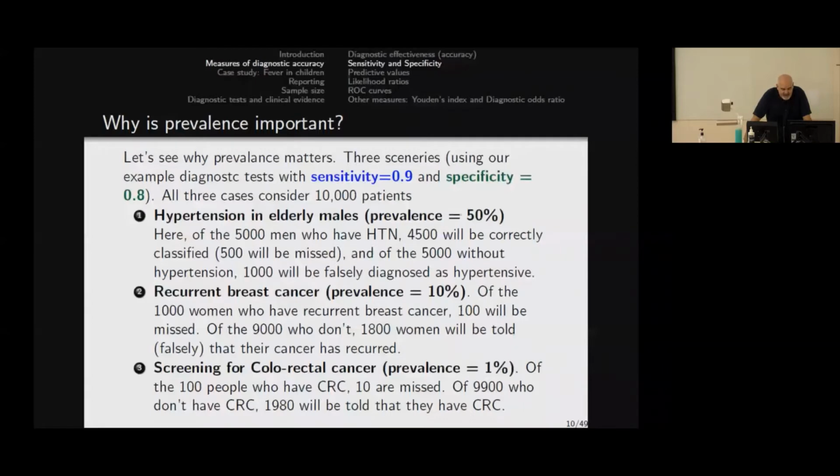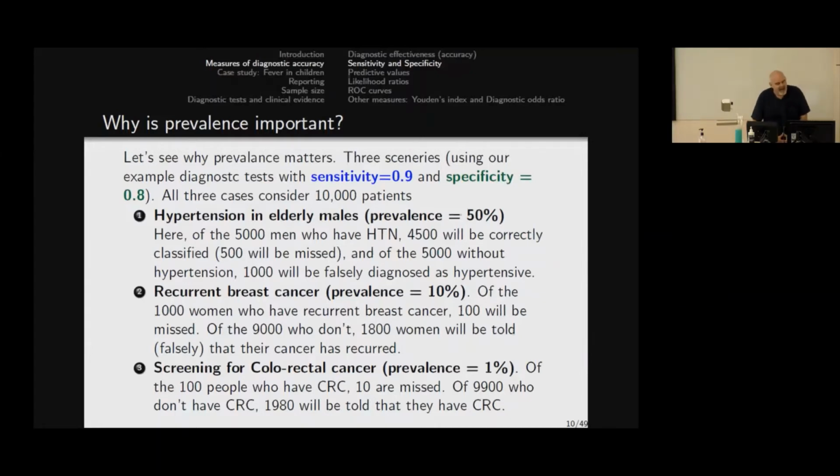Here, 5,000 men who have hypertension, 4,500 will be correctly classified. So if you've got hypertension, we've got a 90% chance of actually detecting you. 500 are going to be missed. They're going to be sent home, and we're not going to know they have hypertension. They're not going to know they have hypertension. And of the 5,000 without hypertension, 1,000 will be falsely diagnosed as hypertension, which is probably not the worst thing in the world in this case. Being told you have hypertension when you really don't. I mean, there are worse things that can happen to you.